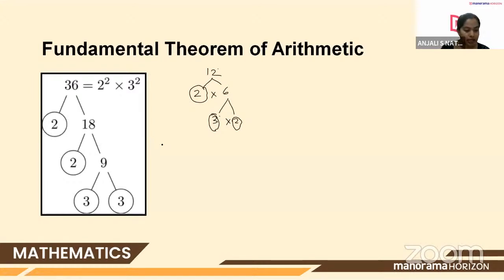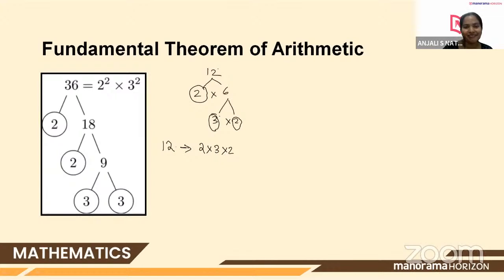We know that 12 is a composite number, and we can prime factorize it as 2 into 3 into 2. So this is a composite number, and we factorize it as a product of prime numbers. Okay, so this factorization is unique. No other way exists to express 12 as a product of primes. This is the only way to express it.